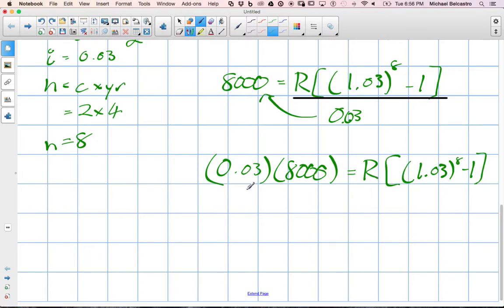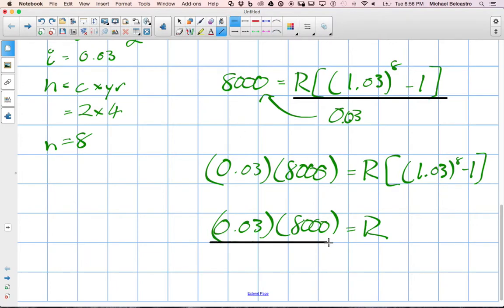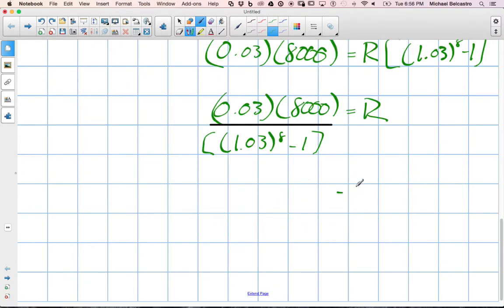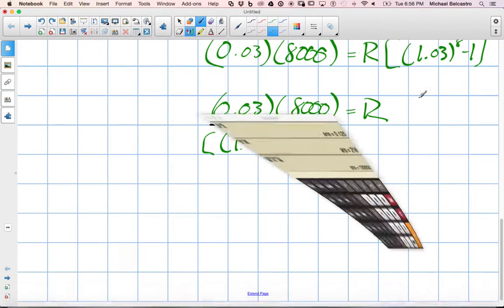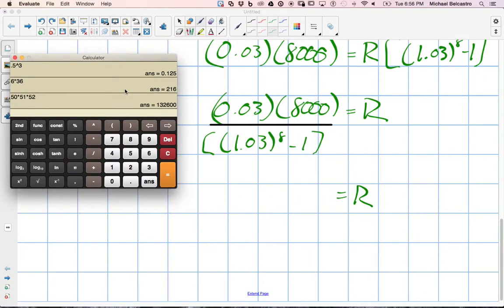So to isolate R, we now just divide by that. So we have 0.03 times 8,000, divided by, and R is equal to all of that divided by whatever this value is, which is our 1.03 to the power of 8 minus 1. So this is what our R value is going to be. Once we have the values, when you go through this formula, it's not the hardest thing in the world. So you can calculate it all this way. And if you preferred calculating it one step at a time, there's no difference.